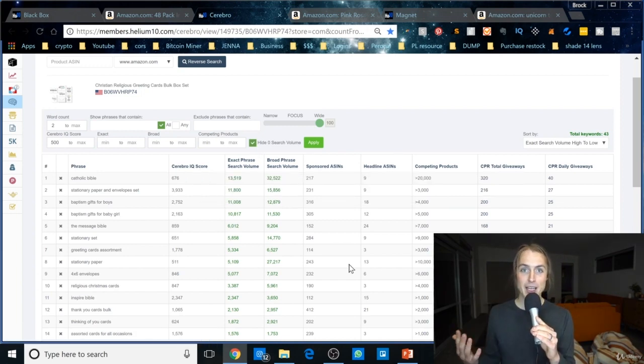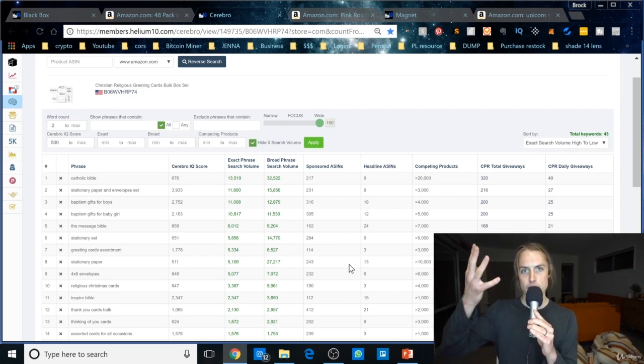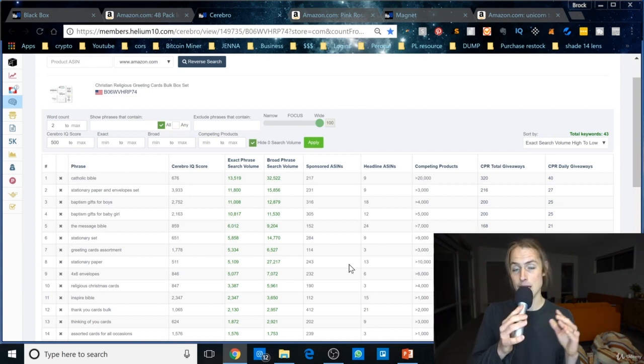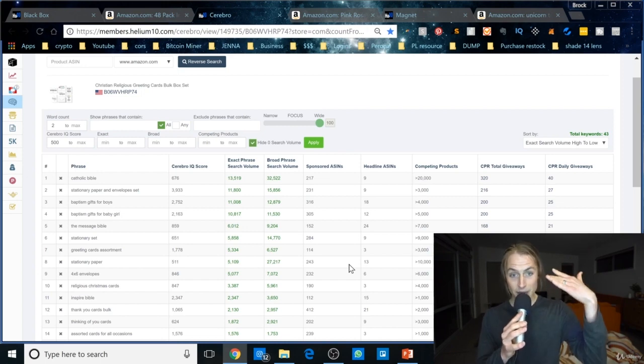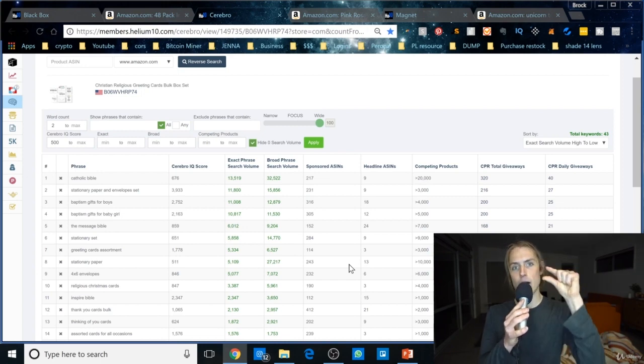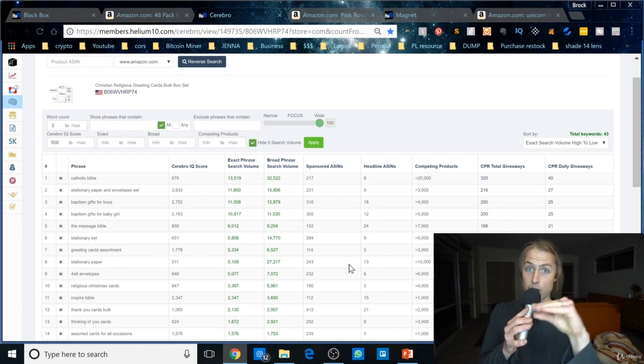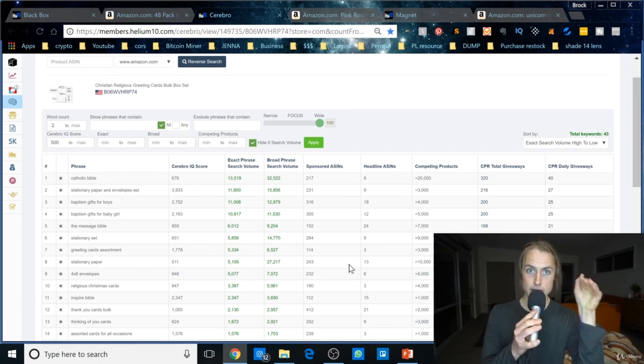So what Cerebro IQ score is, it's an algorithm, and the higher it is, the better. If there is a large amount of search volume and not many products ranking for it, it's going to be higher. It also takes into account how well optimized those keywords or the listings are to that keyword, okay?